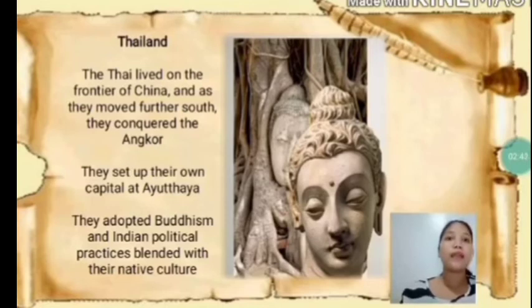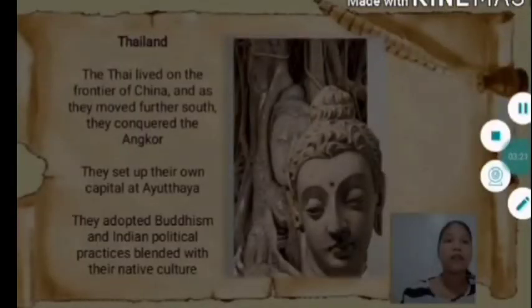Now, the Thai lived on the frontier of China, and as they moved farther to the south, they conquered Angkor. They set up their own capital at Ayutthaya. They adopted Buddhism and Indian political practices, and were initially influenced by China, but by the time they were moving southward, conquering, they were strongly influenced by Indian religion and culture, so they blended their native indigenous culture with that of the Indians.